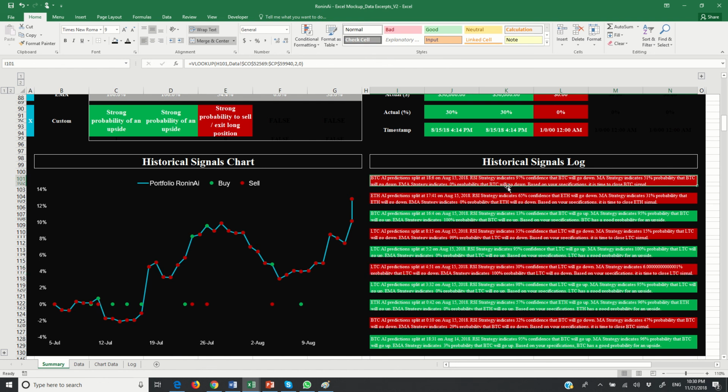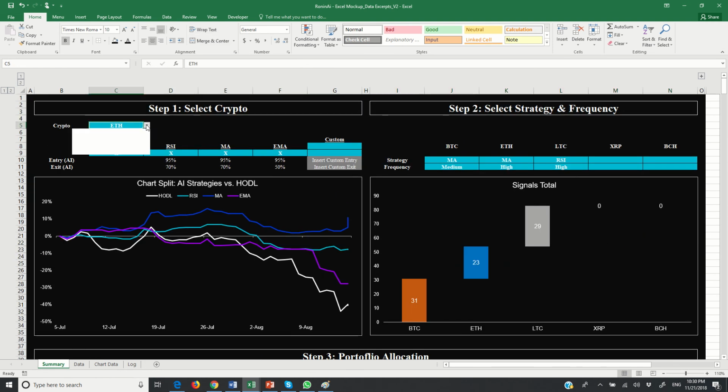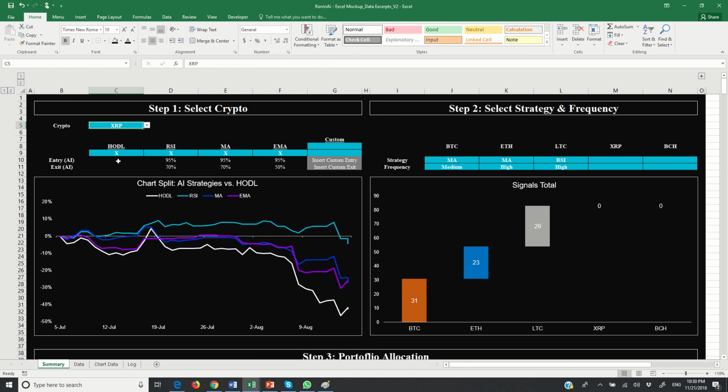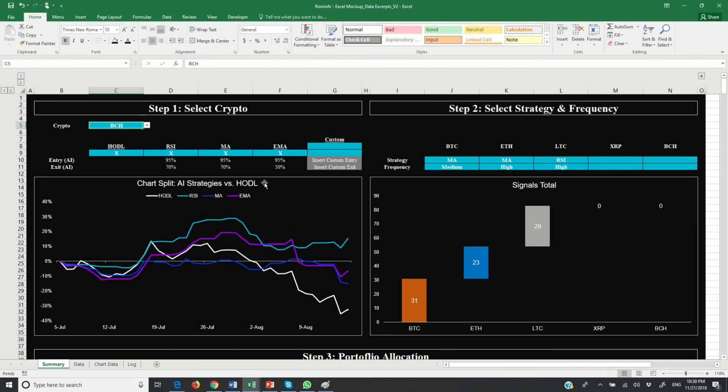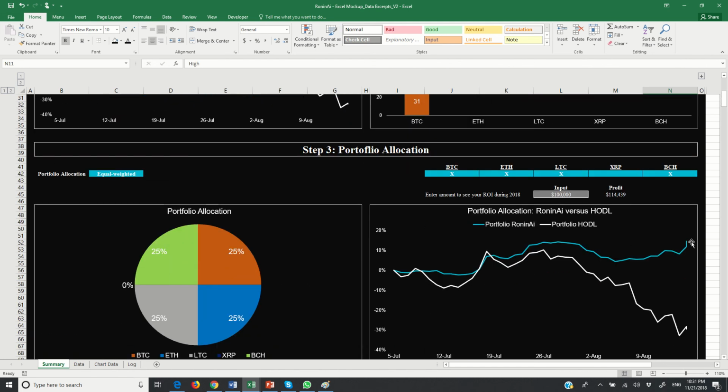And then perhaps when you click on the buy or the sell, you get certain statistics about how that signal performed specifically. Now, let's add Ripple. You add Ripple, and the best strategy here is RSI, but they're all bad, so maybe Ripple is not the best crypto to trade. How about Bitcoin Cash? With Bitcoin Cash, RSI is good. So let's do Bitcoin Cash, RSI, and let's do, say, high. So again, lots of signals here, 33 signals, 25 equal weighted. It's now at 14% within the same time period.